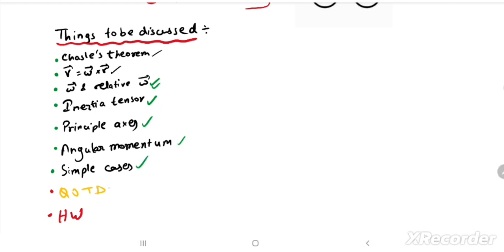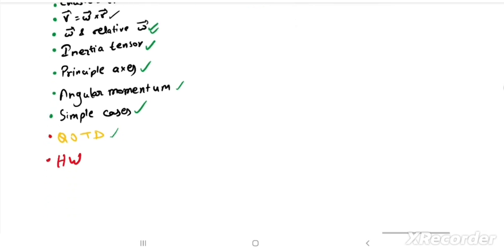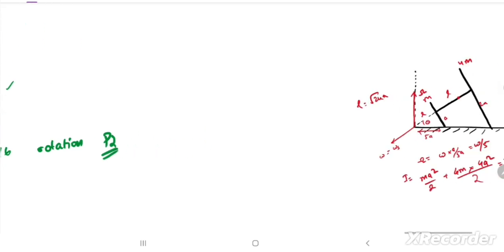Then we'll come up with a question of the day, which will be from David Morin. I am already giving you the source. And finally I'll give you the homework, and I'm giving it to you now only. It will be the JEE Advanced 2016 rotation problem, Paper 2. You can take a look.